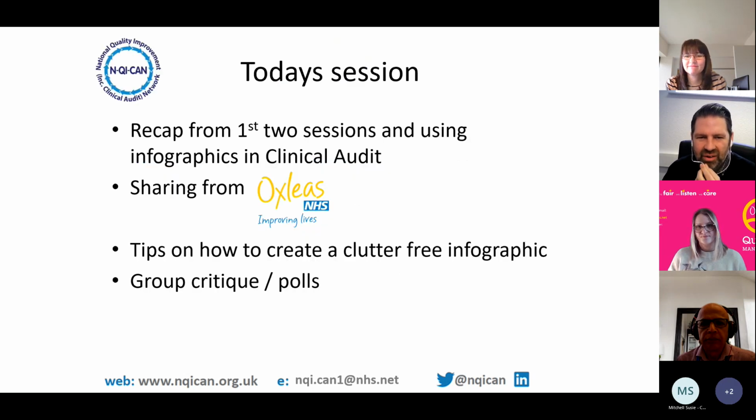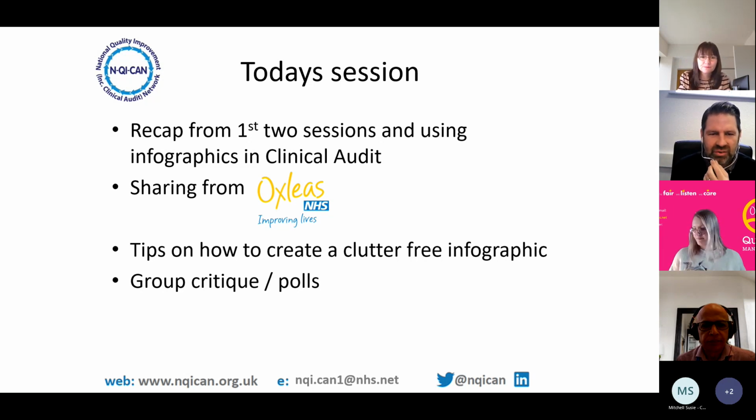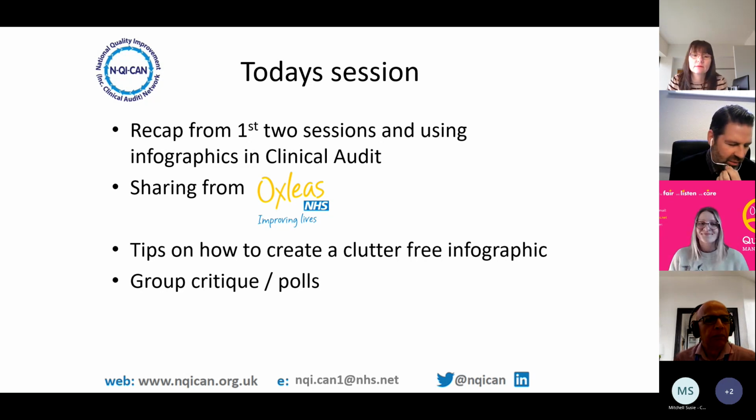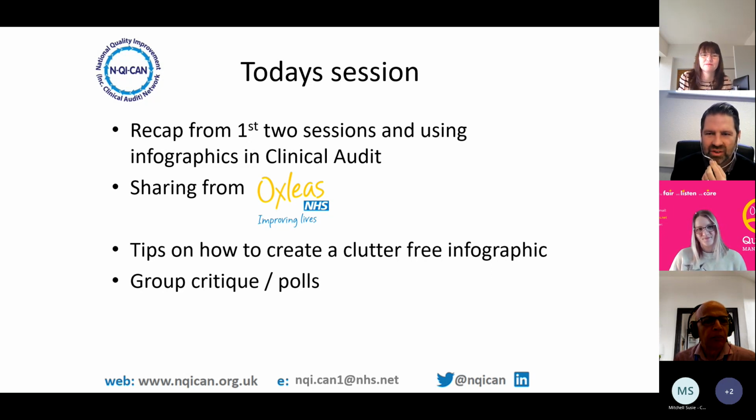And as part of the session today, I'm just going to do a recap of the key messages from the first two sessions and then apply that a little bit in terms of clinical audit infographics. As Vicky's already said, we've then got Becky sharing her newsletter comms piece of work that she did during Clinical Audit Awareness Week last year. And then we've got some training on how to design a clutter-free infographic, which is quite key, with some examples to critique at the end.